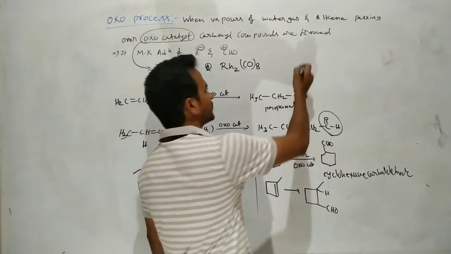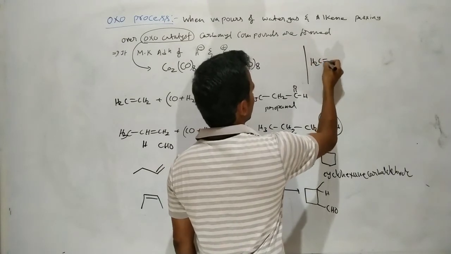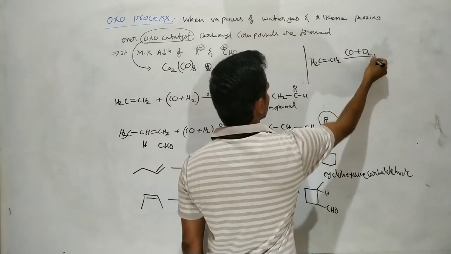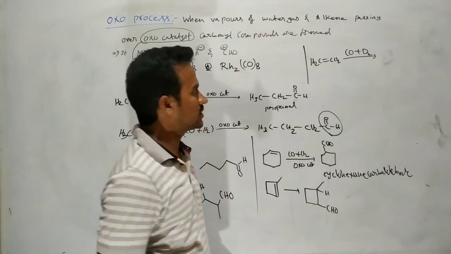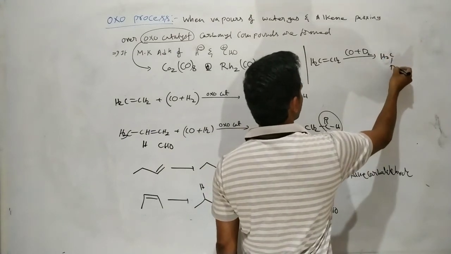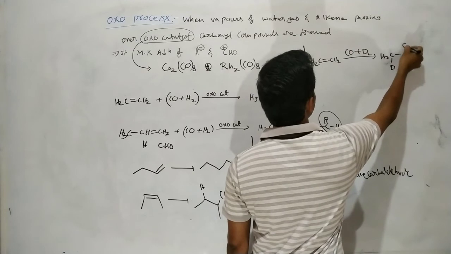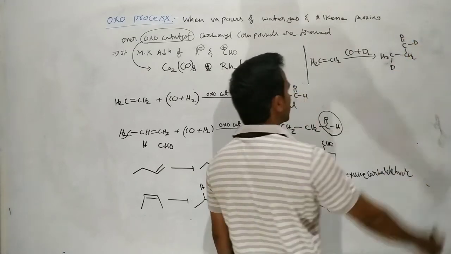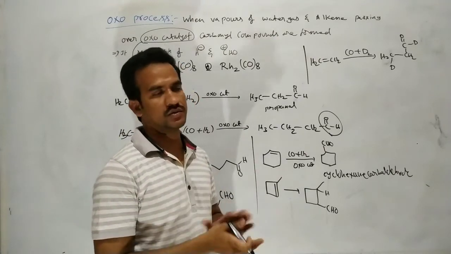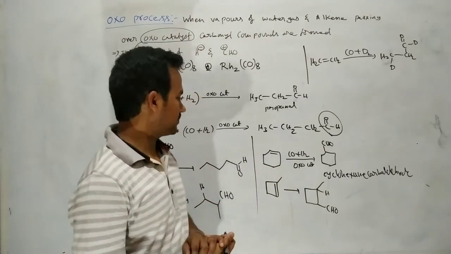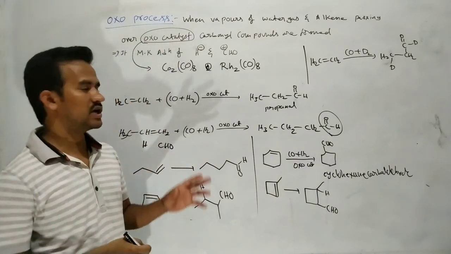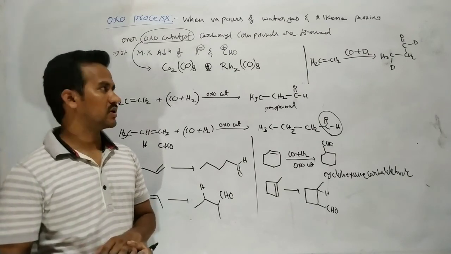Suppose you take CH2=CH2 with CO plus D2 in the presence of the oxo catalyst. This involves addition of deuterium and addition of CDO, and that is the final product. When using D2 instead of H2, you will get a different product. So that is about Markovnikov addition: just a simple addition of H minus and CHO plus.